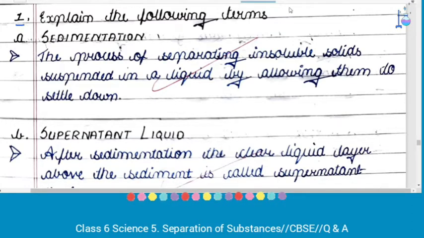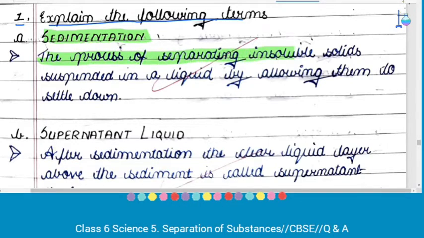First question, explain the following terms. First one is sedimentation. What is sedimentation? The process of separating insoluble solids suspended in a liquid by allowing them to settle down.